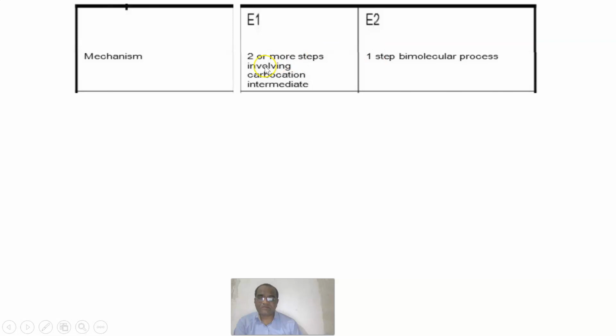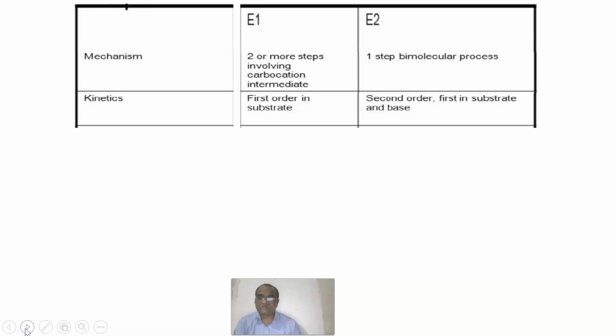So E2 is said to be bimolecular, while E1 is unimolecular, because it depends only on the concentration of the substrate. As we know, the rate of reaction for E1 follows first order kinetics, and E2 follows second order kinetics.